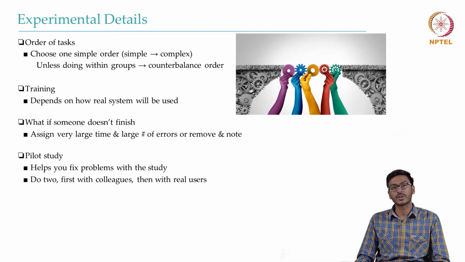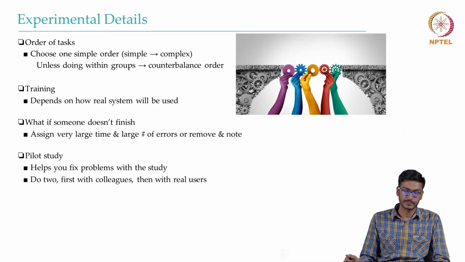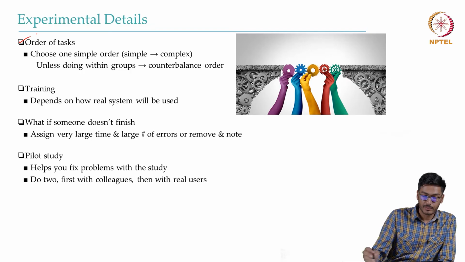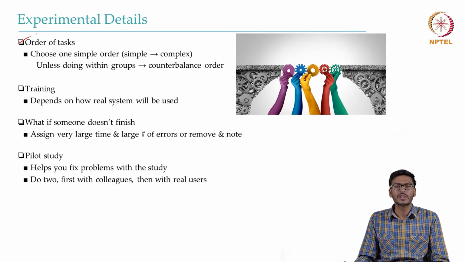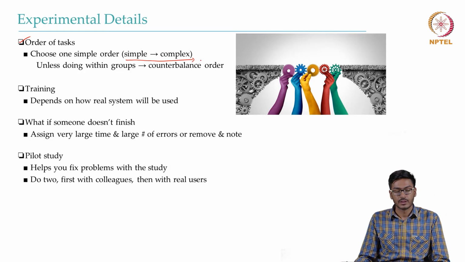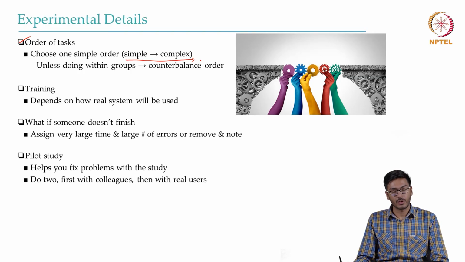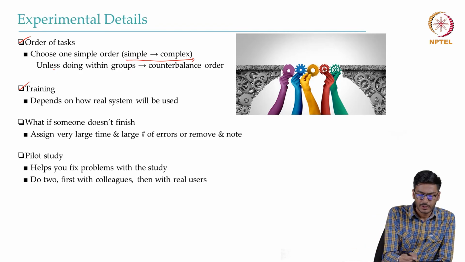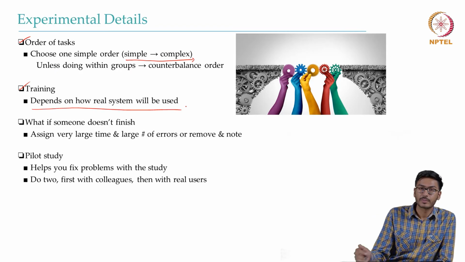Then we also need to include some of the experimental details. The order of the tasks is really important here. We need to keep a simple order, so that users start with simple tasks and move on to more complex tasks. Unless they are done in order, we need to counterbalance the tasks. We also need to take care of the training part, and how the tasks are going to be looked at depends on how the real system will be used.